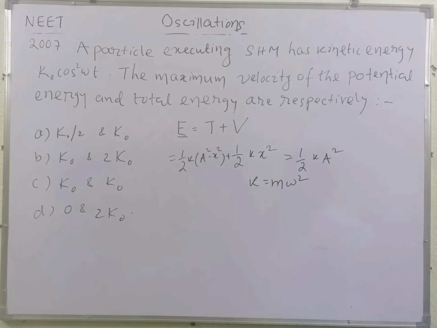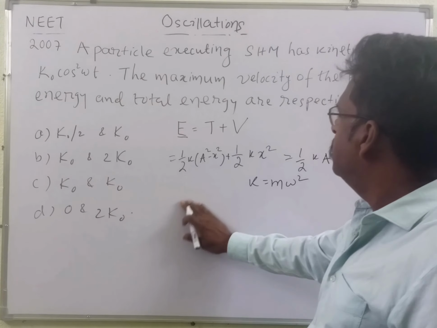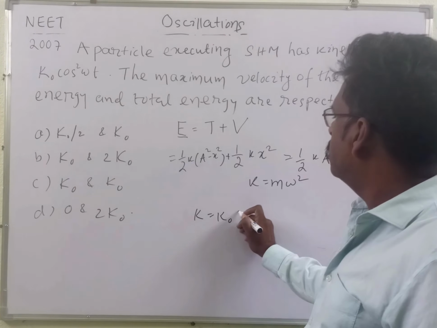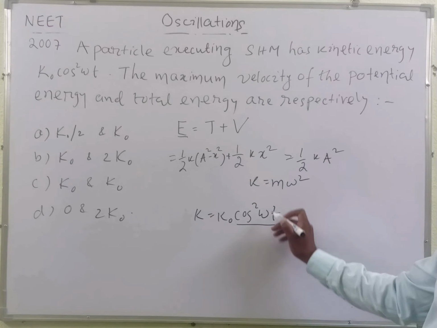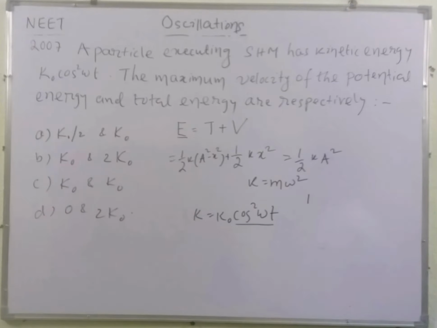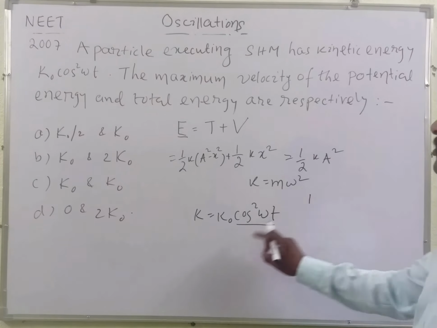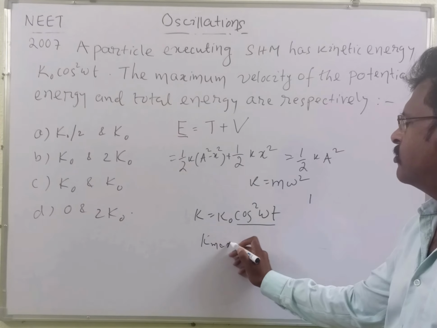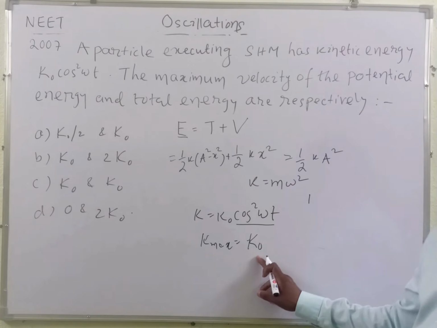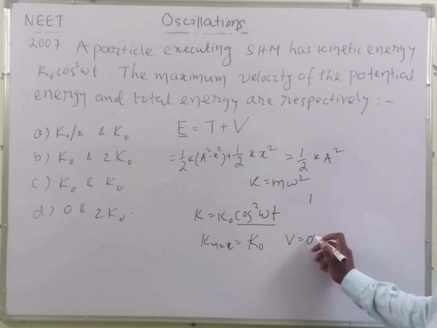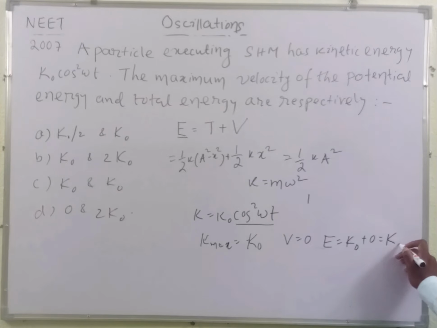Here it is given that the kinetic energy is K0 cos square omega t. What is the maximum value of cos square omega t, students? This is obviously 1, as we know from trigonometric functions. So the maximum kinetic energy will be K0, and at that time the potential energy is 0. So the total energy is K0 plus 0, which is equal to K0.